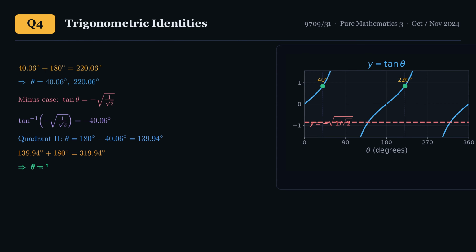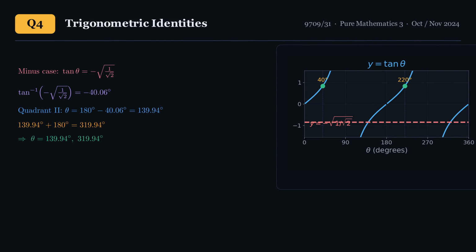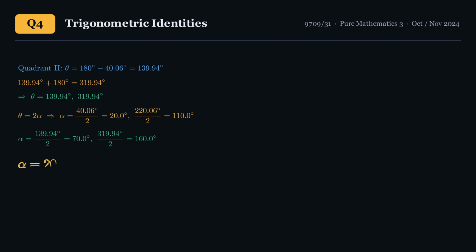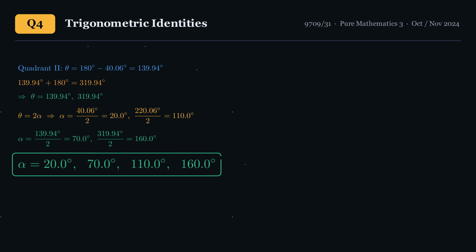For the negative root, theta equals 139.94 and 319.94 degrees. Finally theta equals 2 alpha, so divide each theta by 2. Alpha equals 20, 110, 70, and 160 degrees. So alpha equals 20 degrees, 70 degrees, 110 degrees, and 160 degrees. That completes question 4.